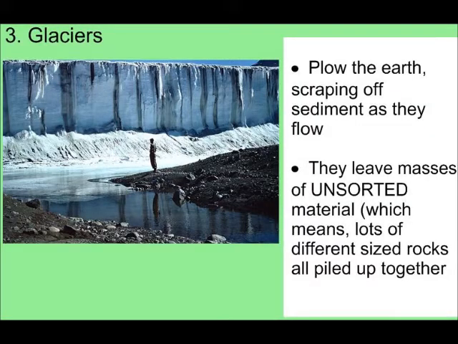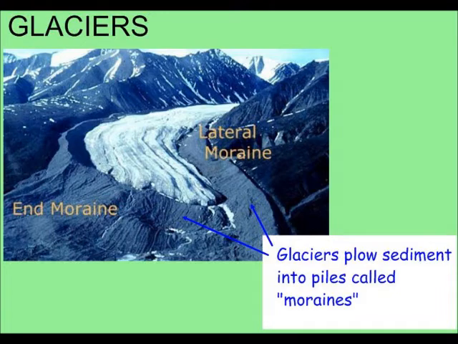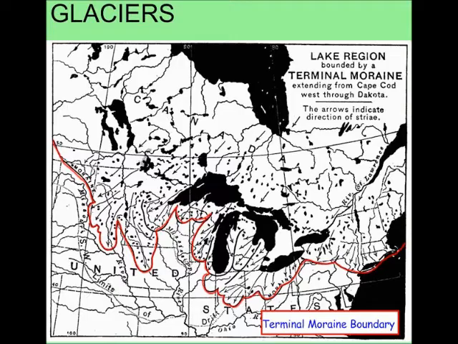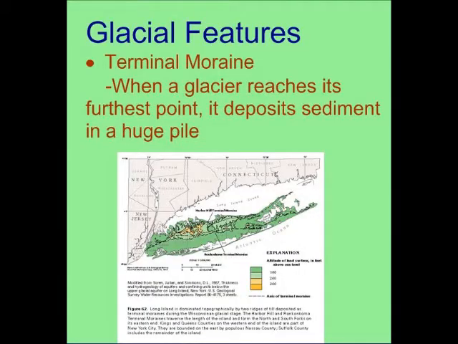The third environment we'll consider is a glacier. And this is very different because sediment is just scraped up like a plow, and it leaves masses of unsorted material, which means it has lots of different sized rocks all piled together. The end of the glacier is called the end moraine, and that's just a huge pile of unsorted sediment. In this map here, you can see that that red line represents where all of the terminal moraine was deposited by the glacier. And if you look very closely at the southeast part of that, you'll see that the terminal moraine pile in the ocean there is actually Long Island.